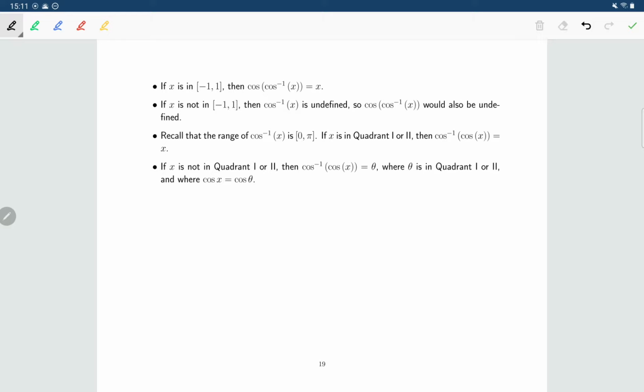And if you had an angle that was outside of quadrant 1 or 2, outside of that restricted domain, then for cosine inverse composed with cosine, just remember that cosine inverse is only going to give you an angle in that quadrant, and it will give you the angle that has the same value for cosine as the angle you started with.